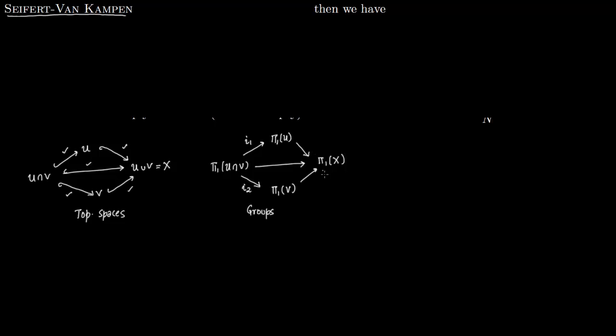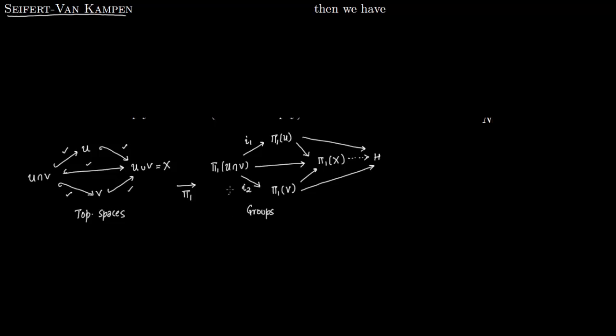So the first thing is that this diagram is preserved when you apply the functor pi1 to it. The second thing is that this group is universal in the sense that if there is another group H here and you have a map like this, then you have a unique map from pi1X to H. Similarly, if you have a map from pi1V to this group H, then you also have a map from here. So this is essentially what the Van Kampen theorem is.